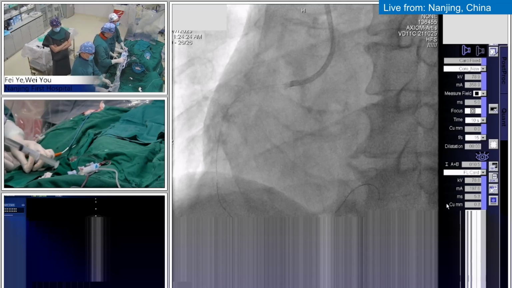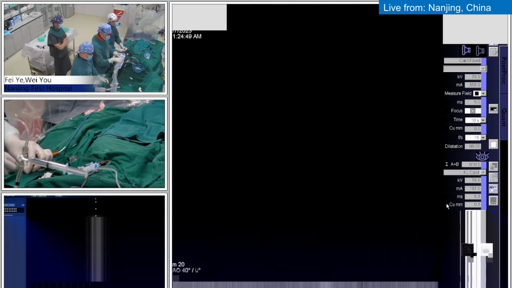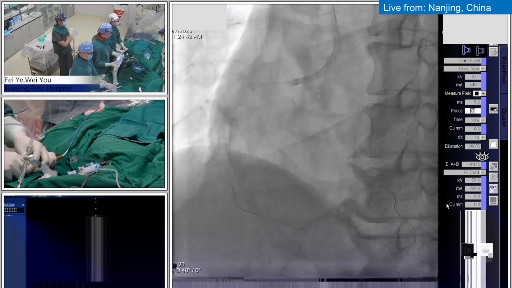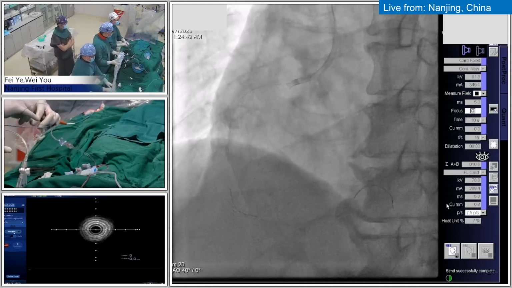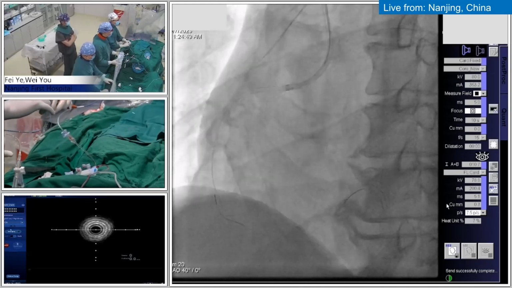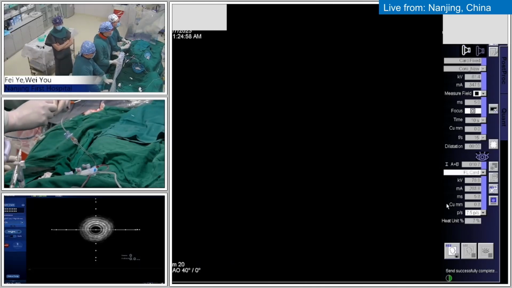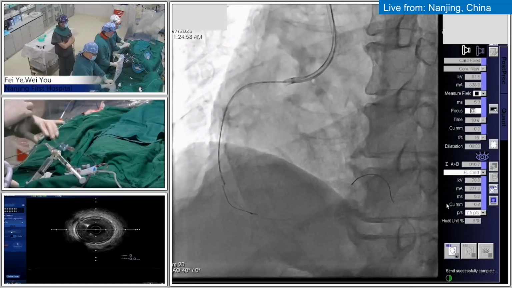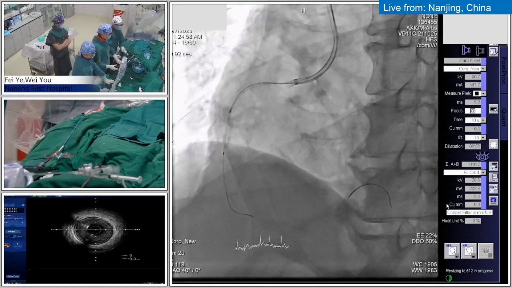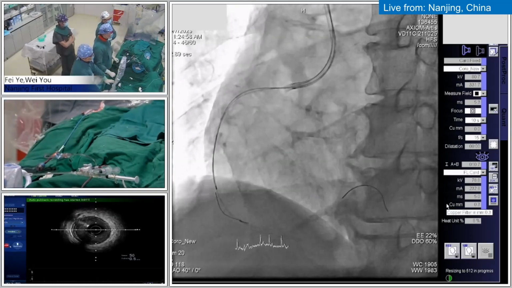So I think IVUS is very, very important for us to discuss whether to perform another ROTA or not. If we find a crack in the calcification. Yes, Chief. You see, it is very smooth to deliver the IVUS catheter. Okay, yes, we can see. I will pull back.